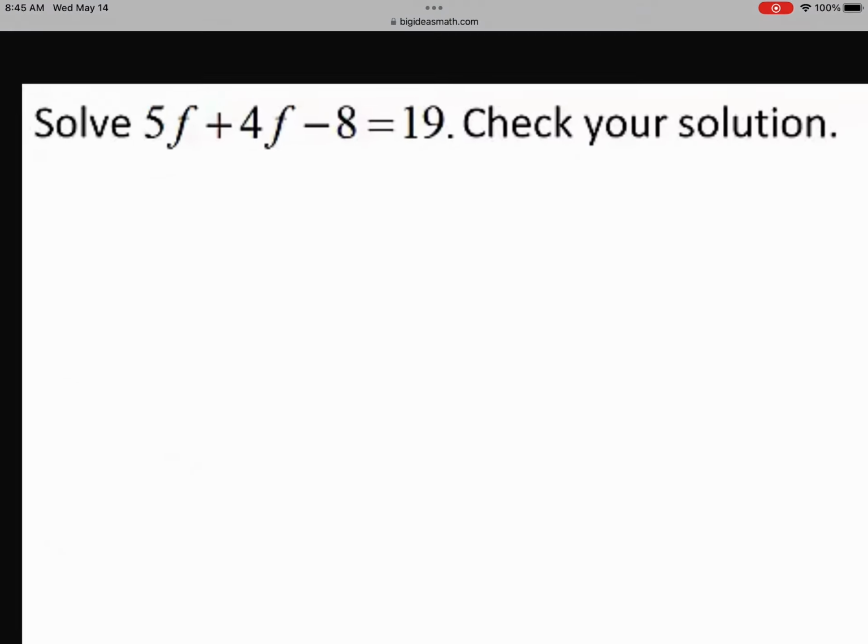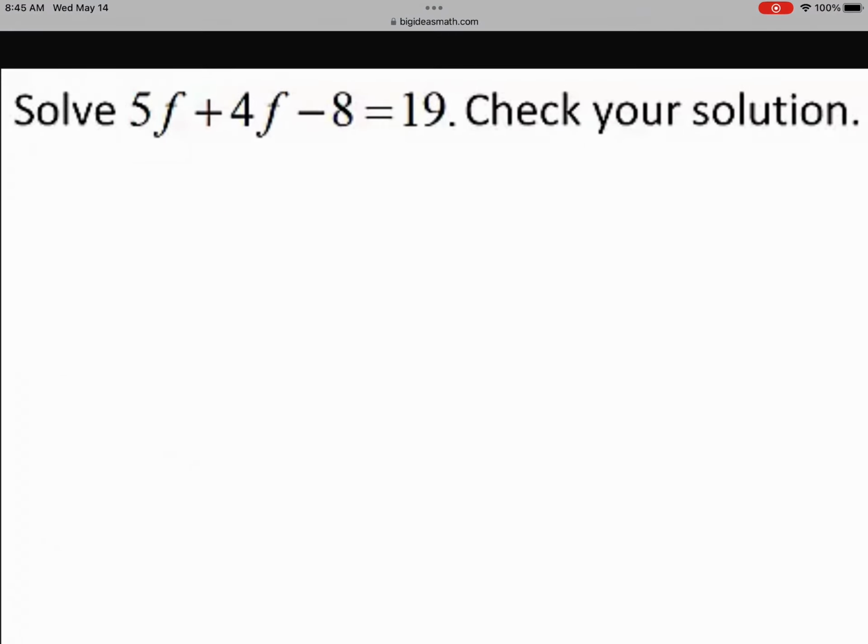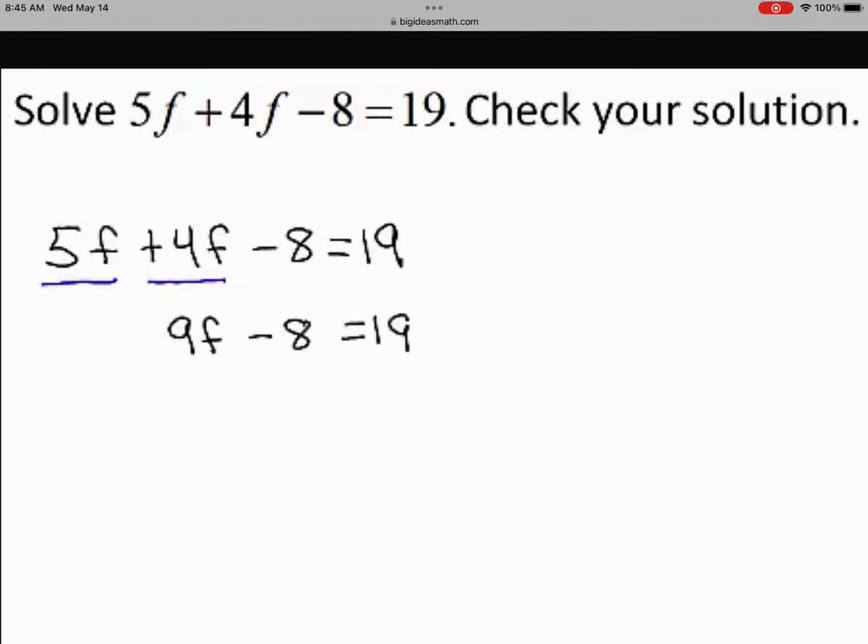Solve 5f plus 4f minus 8 equals 19. Check your solution. First write the equation. 5f plus 4f minus 8 equals 19. Notice there are like terms 5f and 4f on the left side of the equation. Combine the like terms. Because 5f plus 4f equals 9f, 9f minus 8 equals 19.